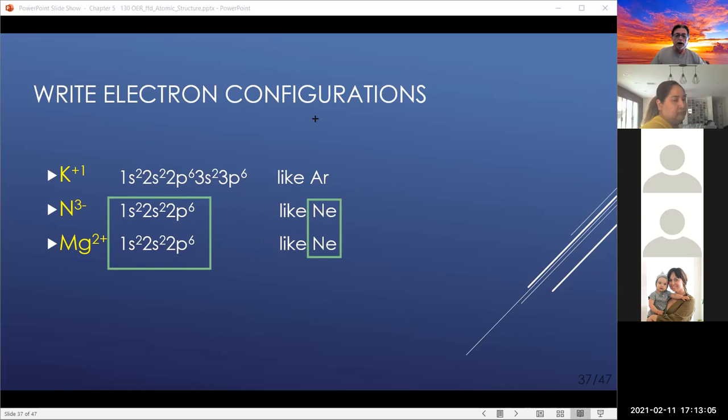All right, I should add here, this is called nitride ion. So when nitrogen becomes an ion, it's nitride. When oxygen becomes an ion, it becomes oxide.